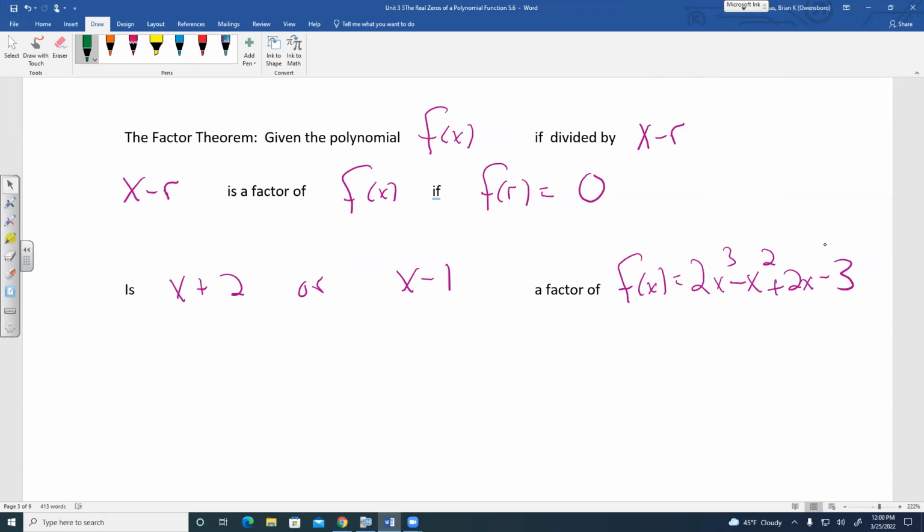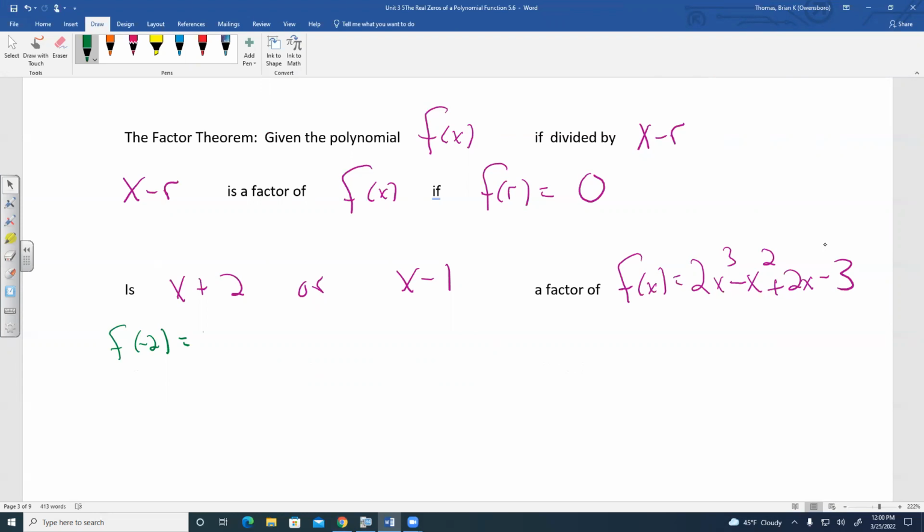So is x plus 2 or x minus 1 a factor of f of x equals 2x cubed minus x squared plus 2x minus 3? Well, what I can do is evaluate f of negative 2. If I get 0, then it's a factor. If it's not, if the remainder is something other than 0, then it is not a factor.